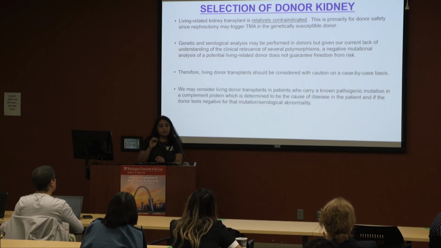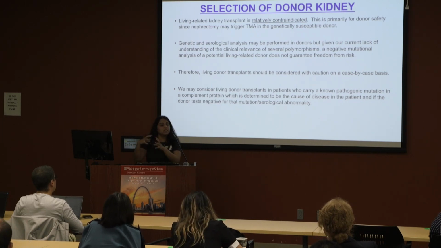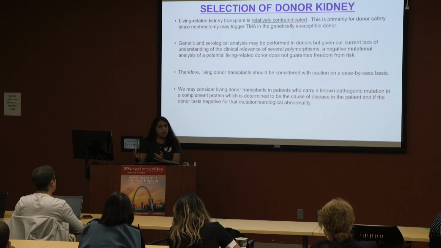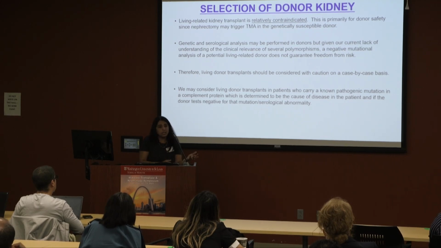Now, even if you don't identify a mutation in a living donor, it doesn't entirely rule out the risk for the donor, and that is because we know the cause of aHUS in only 40 to 60% of patients, even in the recipient. So there is still room for question where we may not have identified a cause in the recipient. We don't know what caused it in the recipient, so you really can't identify if the donor is at risk. And so you really have to make a case-by-case decision for donors.